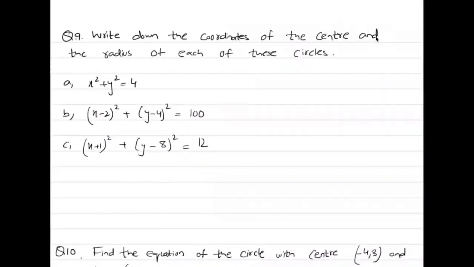Now, try to understand this question. Write down the coordinates of the center and the radius of each of these circles. So there is our circle whose equation is x square plus y square equals 4. What is going to be the center then? Can I write x square as x minus 0 the whole thing square? Yes, sir. Y square is y minus 0 the whole thing square, and 4 is the perfect square of 2.